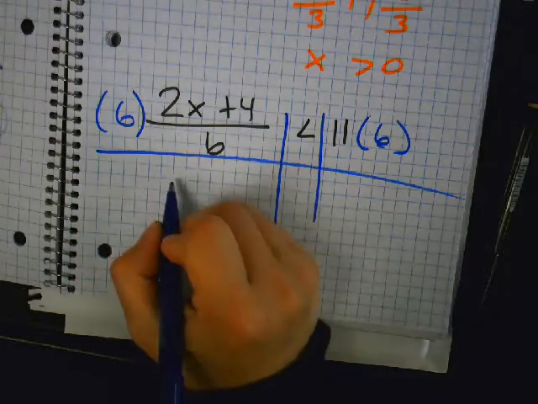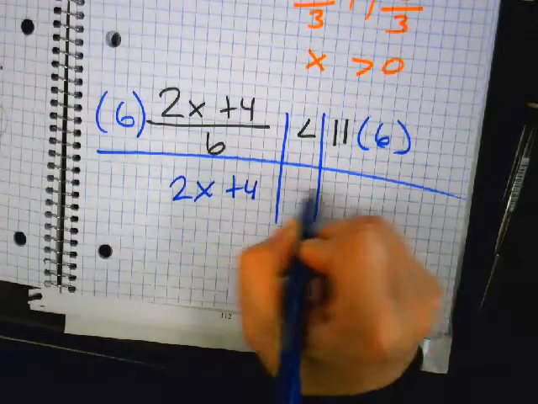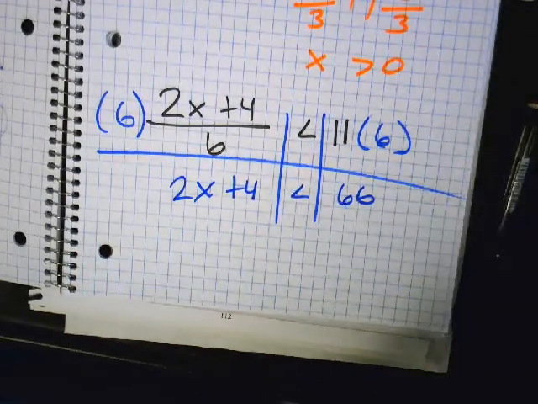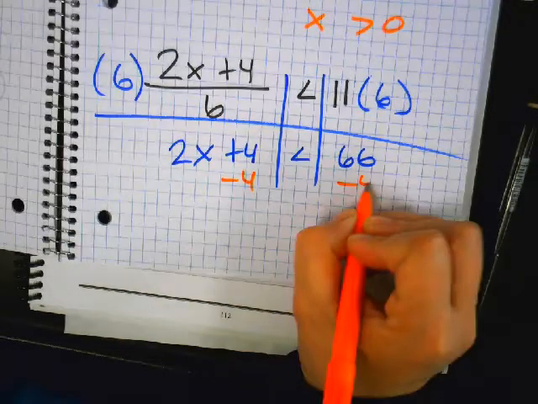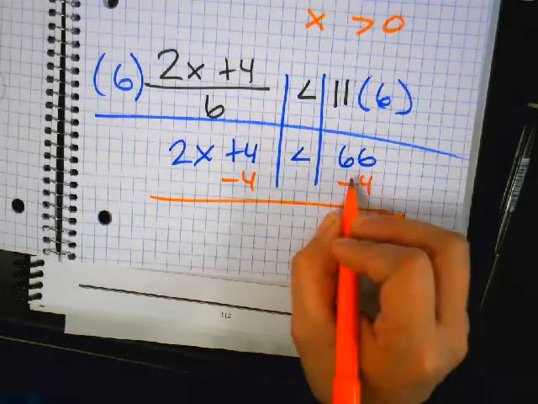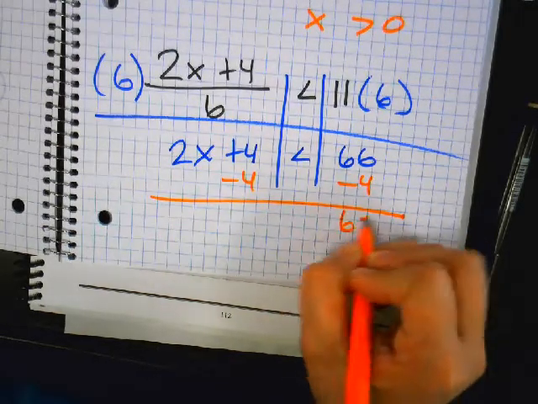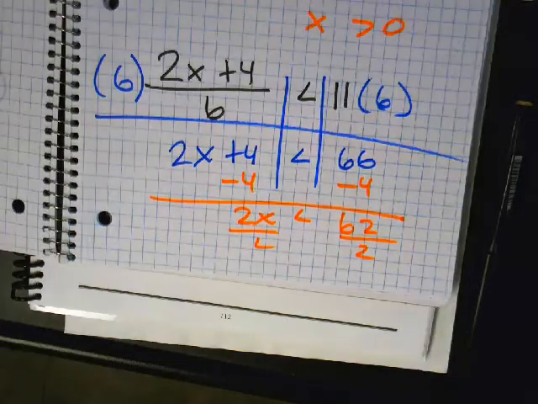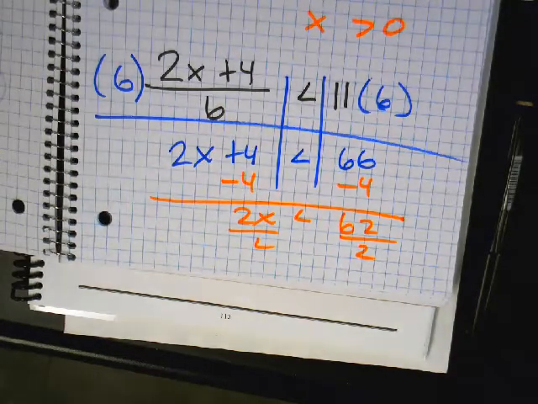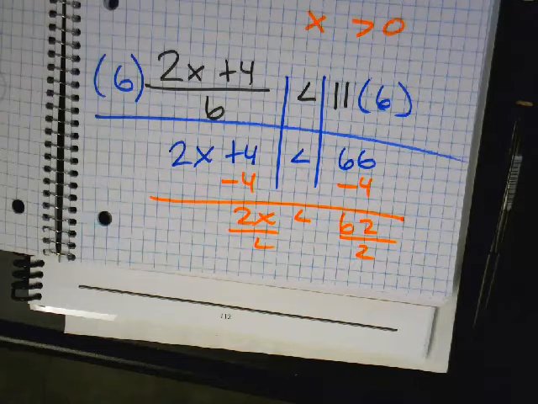So it would be 2x plus 4 is less than 66. This is a lot easier than what we just did. Minus 4, minus 4. 66 minus 4 is 62, less than 2x. Divide by 2, divide by 2. X is less than 30.